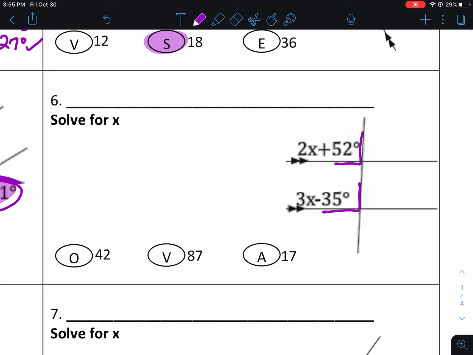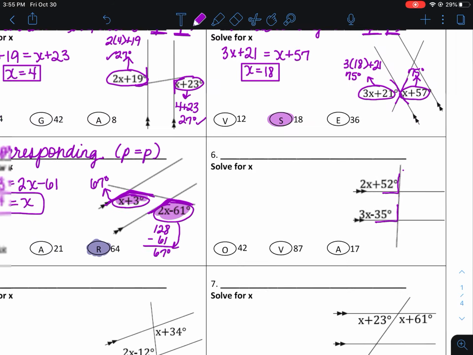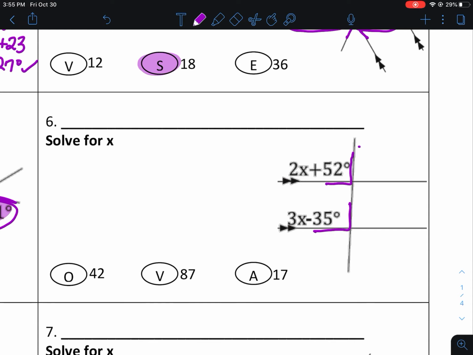So I know they look like right angles, but there's no box in the corner, you know what I'm saying? There's none of that, so don't start thinking in terms of 90 degrees. Don't do that. Let's just look at their relationship. So this is just like the last one.